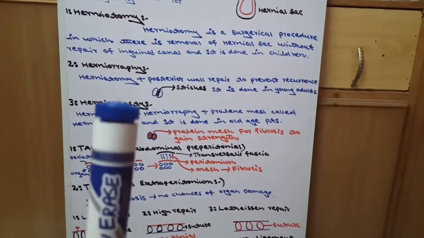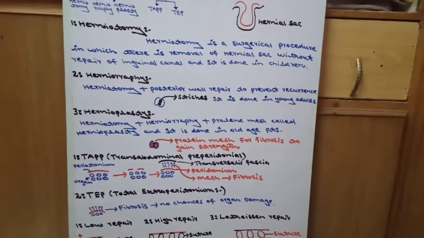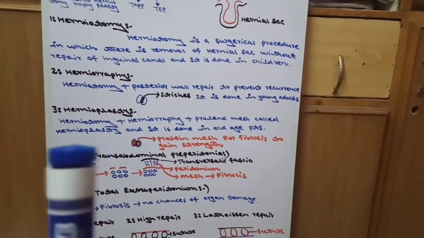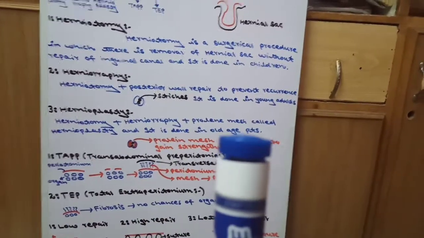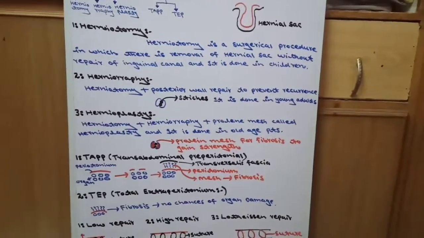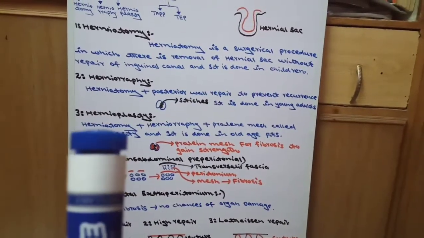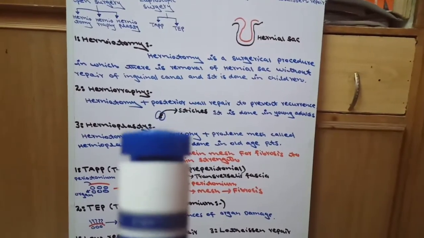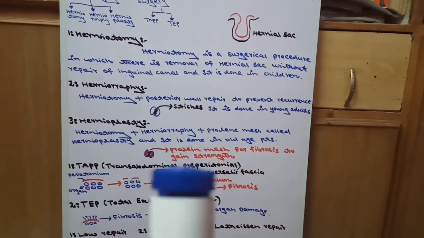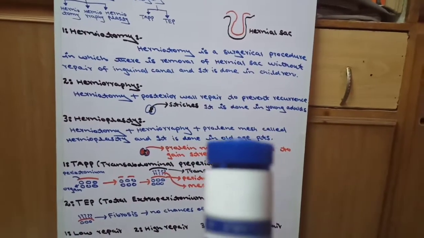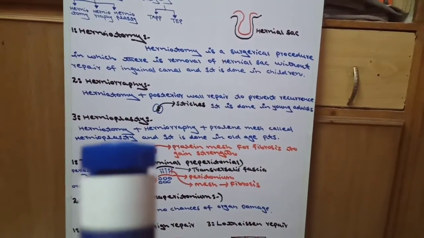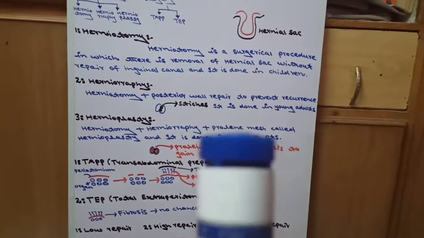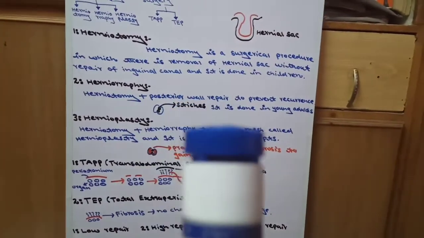The third is hernioplasty. What is hernioplasty? Herniotomy plus herniorrhaphy plus Prolene mesh is called hernioplasty, and it is done in old age patients. In hernioplasty, first we do herniotomy, meaning removal of the hernial sac. Then we do herniorrhaphy, meaning posterior wall repair with stitches. Plus we apply the Prolene mesh. Why do we apply the Prolene mesh? For fibrosis to gain strength.